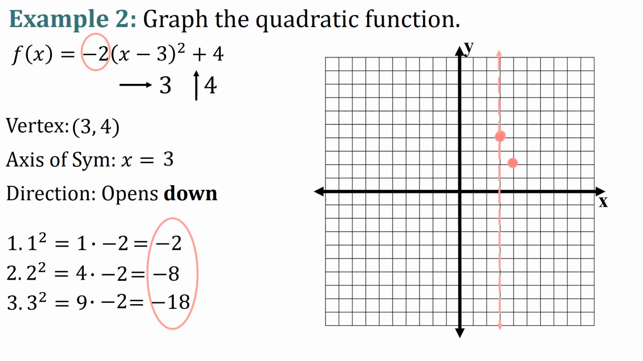So we're going to go out 1, down 2. Then we're going to go out 2, down 8. And then we would try to go out 3, down 18, but we know that we can't fit 18 on this graph. So once again, because a quadratic function is symmetric, we are going to reflect these points across the axis of symmetry, so we're going to drag them over, and then we're going to connect it with a nice smooth curve.